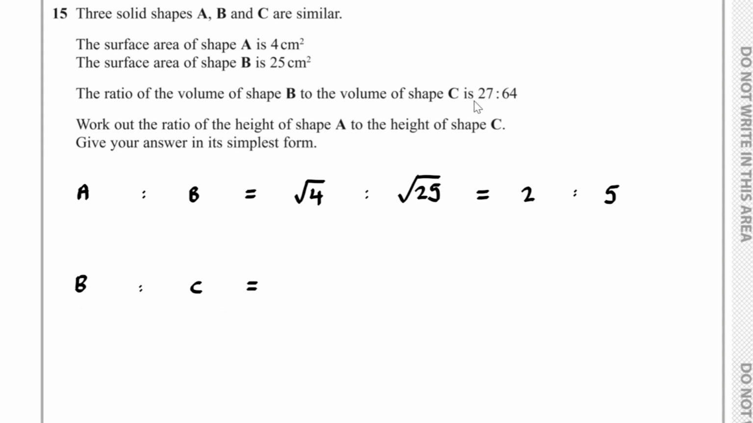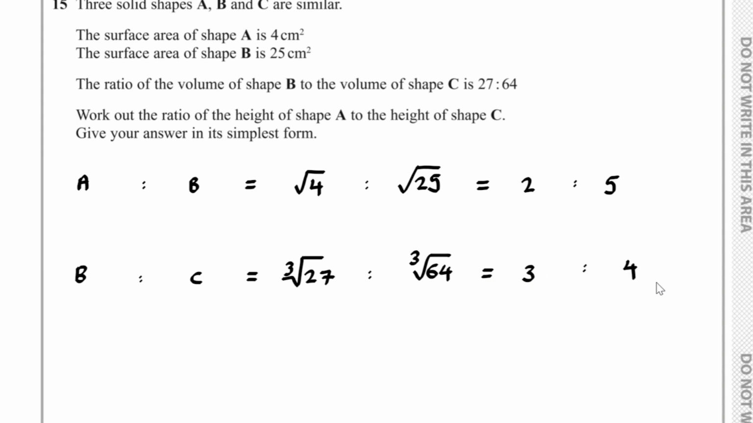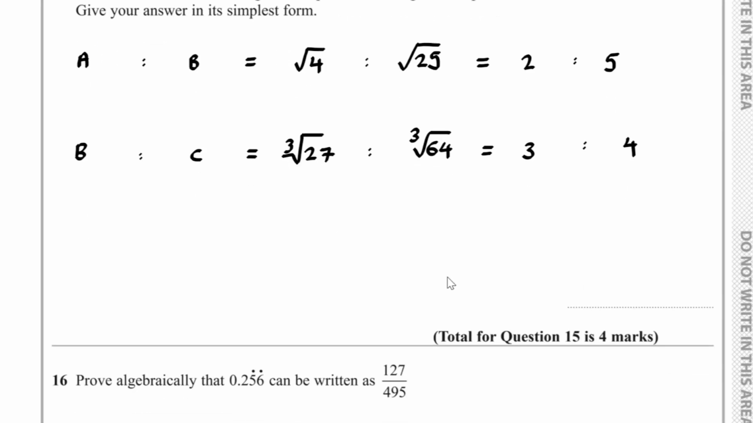And if I consider the ratio B to C, I've got the ratio of the volumes being 27:64, so the ratio of the lengths in that case will be the cube root of 27 to the cube root of 64. And it turns out here we get 3 to 4. And what we want is to find the ratio A to B to C, which will allow us to find the ratio A to C.